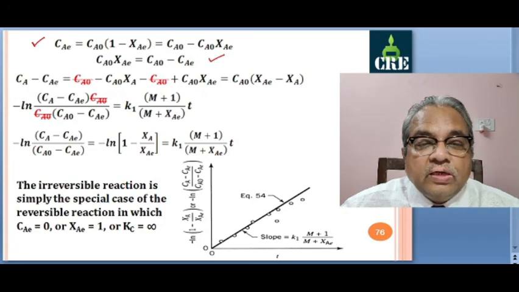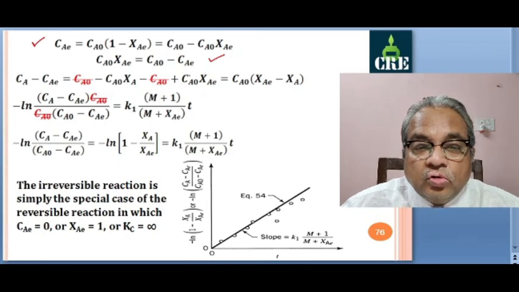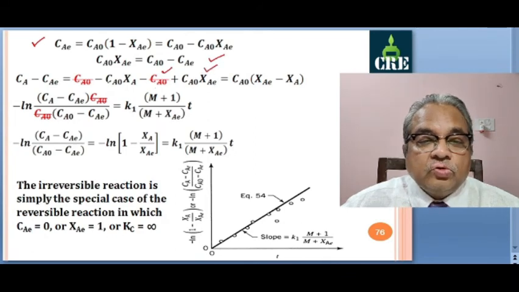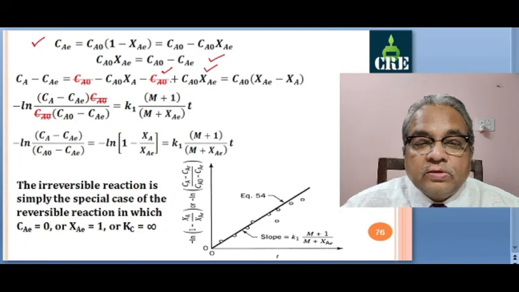Now if I want to write CA minus CAE, what is CA? CA is CA0 into 1 minus XA. That means CA0 minus CA0 XA. Similarly, CAE is CA0 minus CA0 XAE. So minus CAE is minus CA0 plus CA0 XAE. So this CA0 will cancel out. CA0 taken outside, this is plus sign, this is minus sign. So in the bracket we get XAE minus XA.